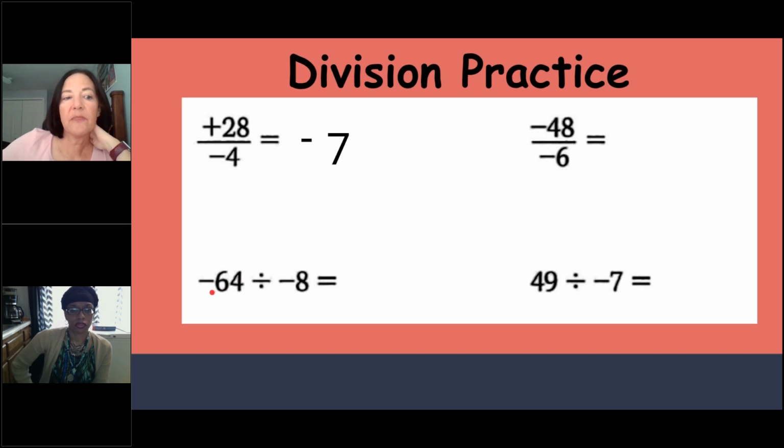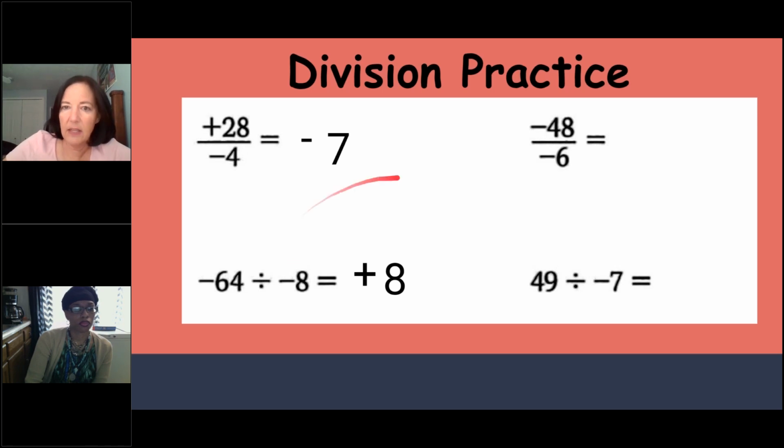Okay, so our next problem is negative 64 divided by negative 8. So is our answer going to be a positive or a negative? Positive. Nice. It will be a positive. The two terms both have the same sign. So even though it looks weird, the answer is going to be a positive. So who knows, what is negative 64 divided by negative 8? What's the answer to that? 8. That's it.